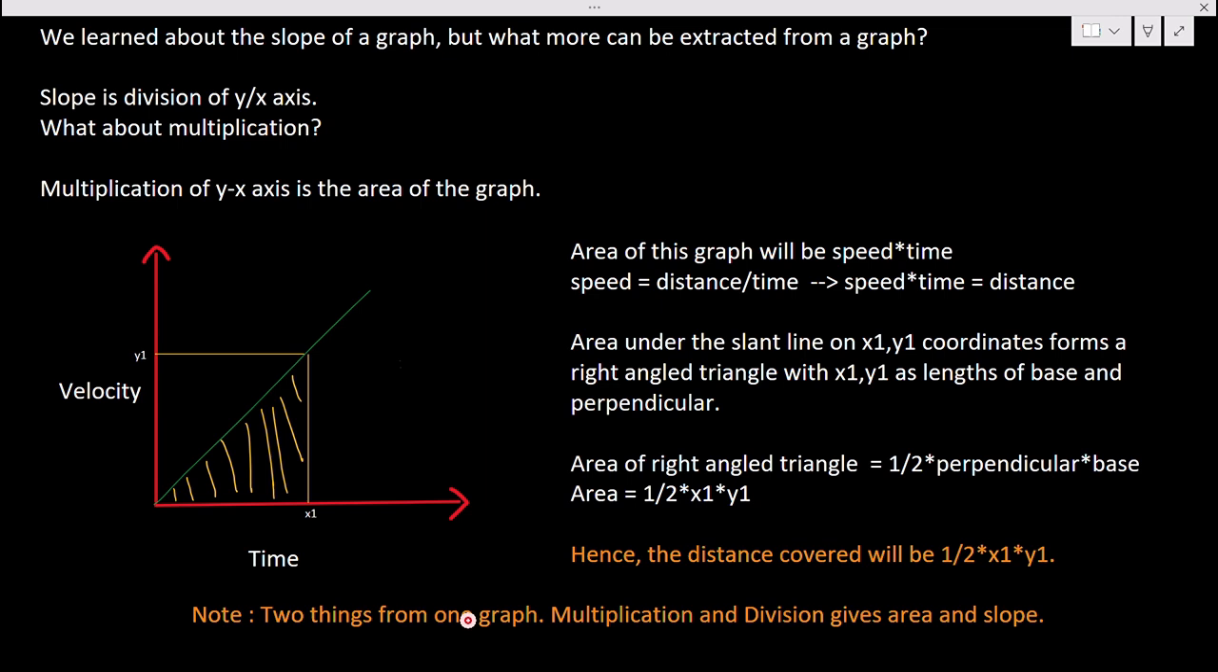So from the same graph, we can calculate two things. One is the slope by division, another is the area by multiplication. Depending on what quantities are on the y and x axes, we can get the respective quantities. In this case, the velocity-time slope gives us acceleration, and the multiplication, the area, gives us distance.